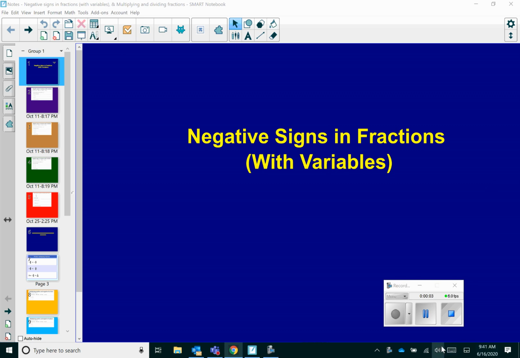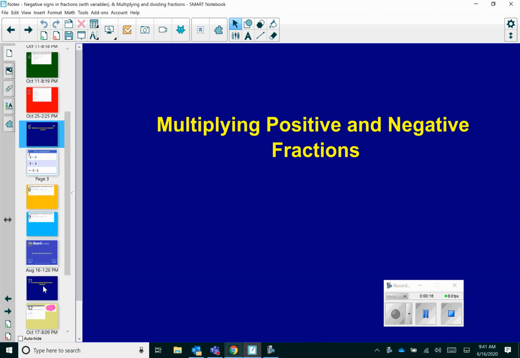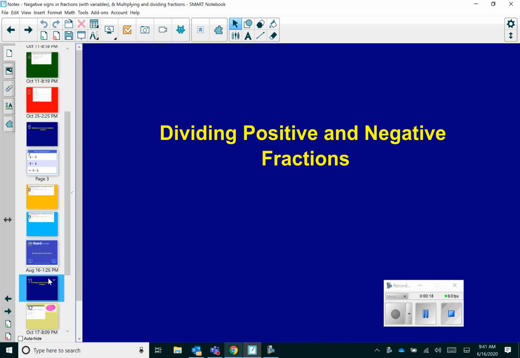Hello everyone. Today we're going to be covering the next three skills in negative numbers, multiplication, and division. First, we're going to talk about negative signs in fractions with variables. Then we're going to review multiplying positive and negative fractions. And lastly, we're going to go over dividing positive and negative fractions.